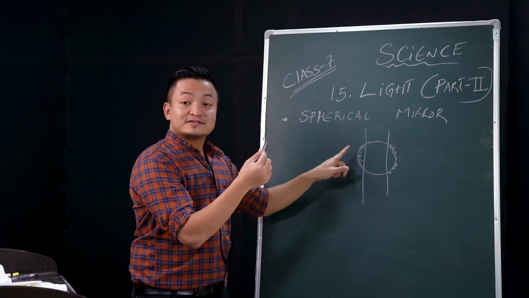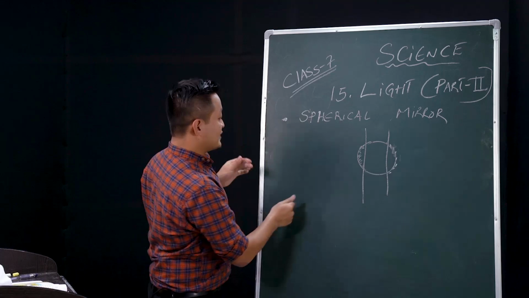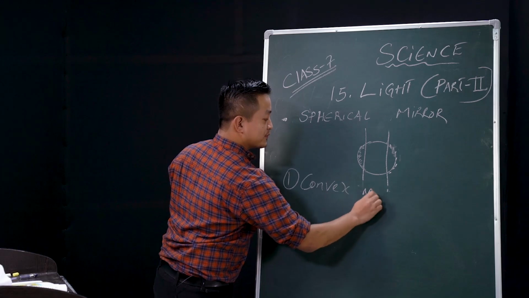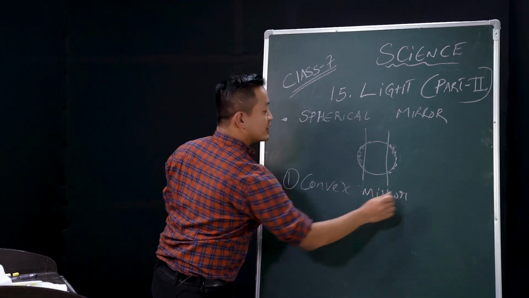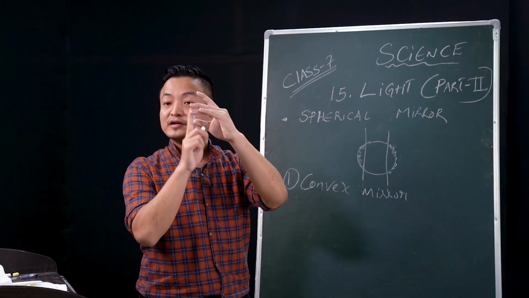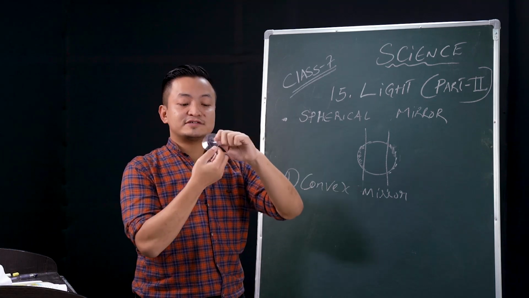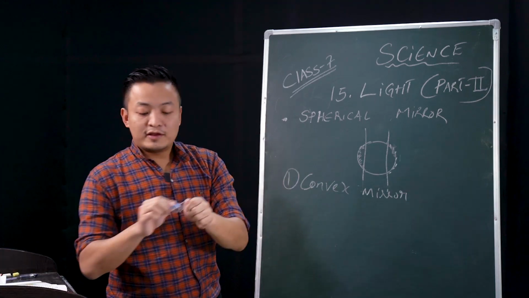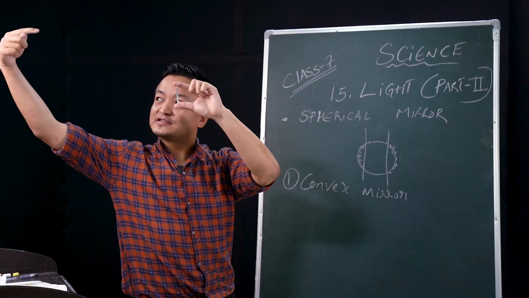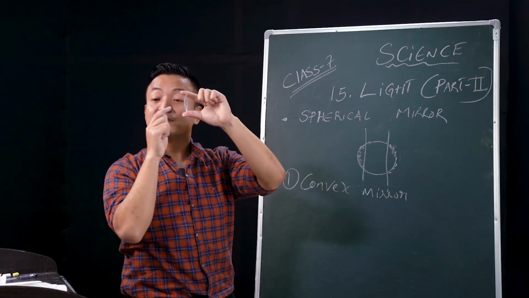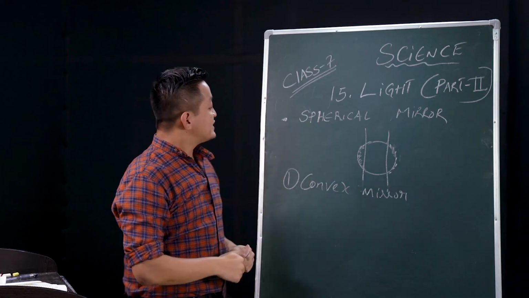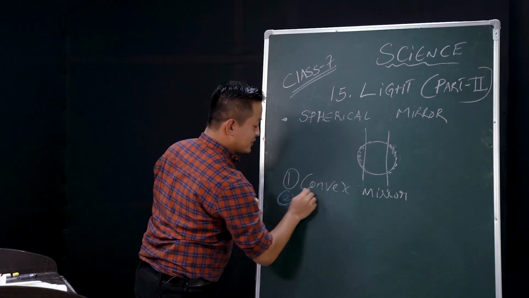Now, in the first type, let's write, the first one will be convex mirror. Here, the reflecting surface is outward, so this will be the reflecting surface and it will be coated. Light will come here and it will reflect here. That means the reflecting surface is bulging outwards.